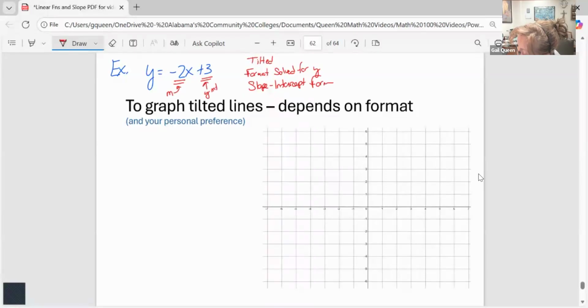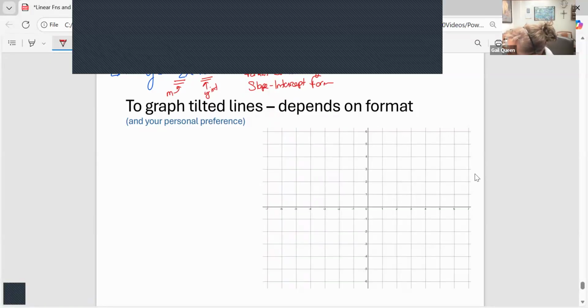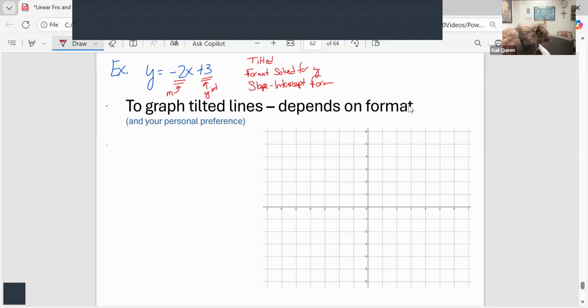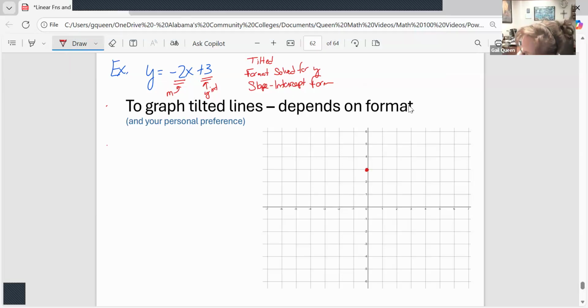+3. So if they give this to me in slope-intercept form, I'm going to first start by putting a point on my line at the y-intercept. I cross the y-axis at 3. Okay, let me get my computer here to behave. Okay, so I'm going to put a point right here at 3 on the y-axis, and then I am going to count. My slope is -2.